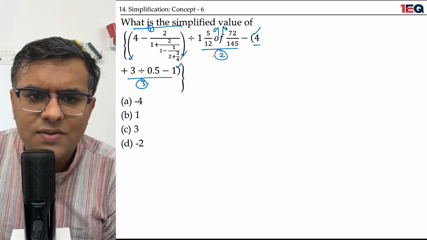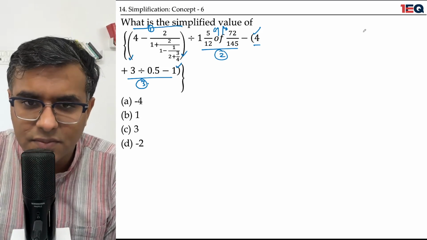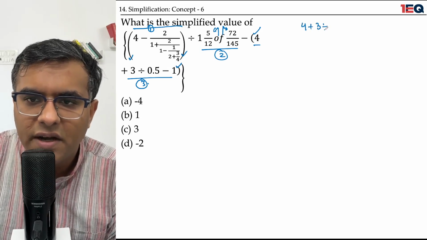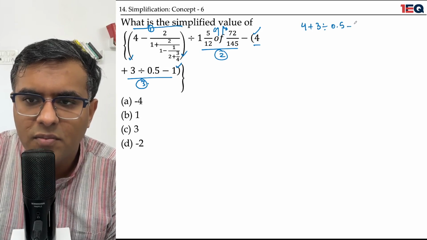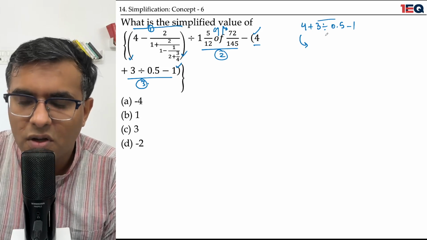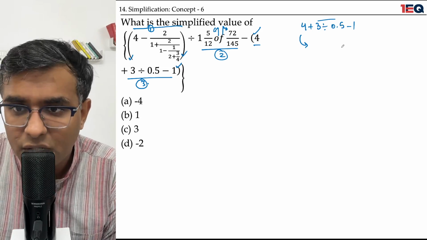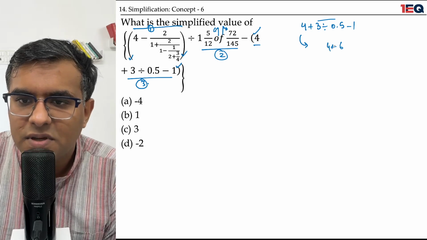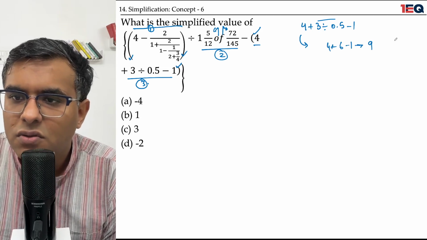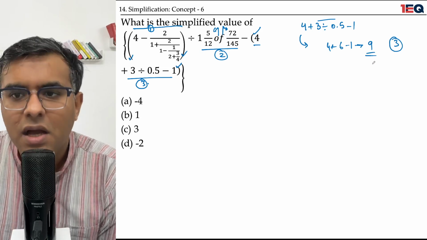So what I'll do is I'll solve the rightmost side first. So there is 4 plus 3 divided by 0.5 minus 1. We'll solve this using the BODMAS method. 3 divided by half, or 3 multiplied by 2, gives me 6. 6 plus 4 minus 1 gives me a 9. So the third portion of the equation has been solved and the value of that thing is 9.